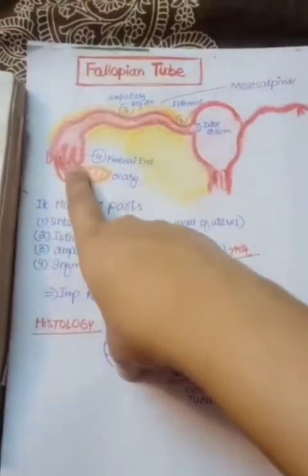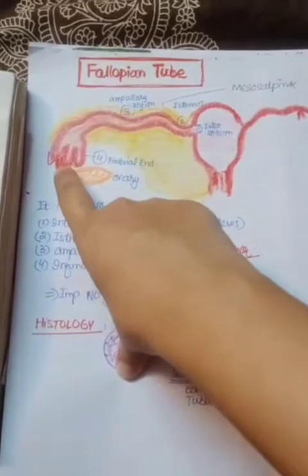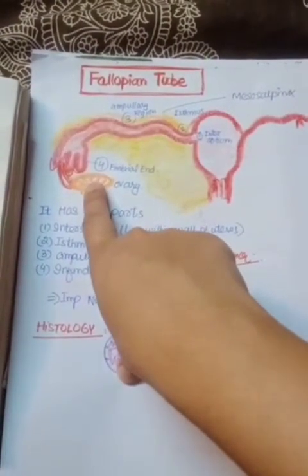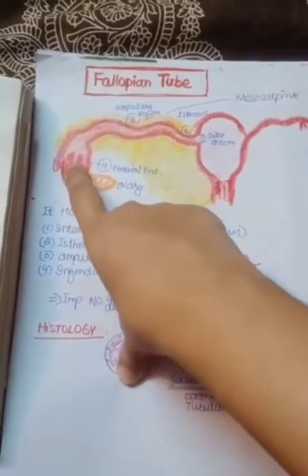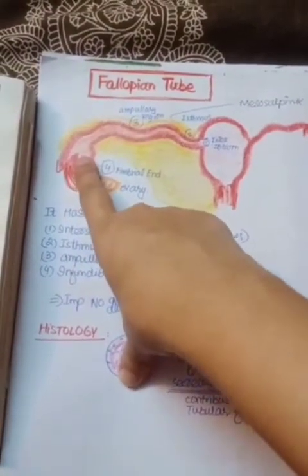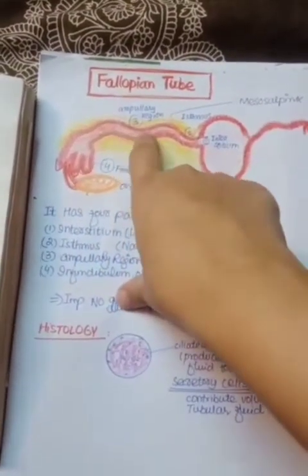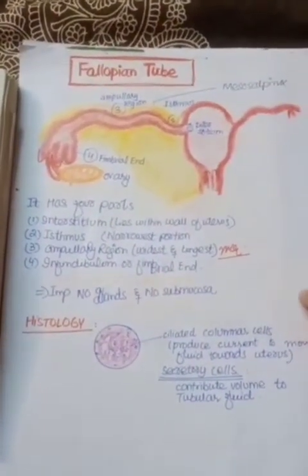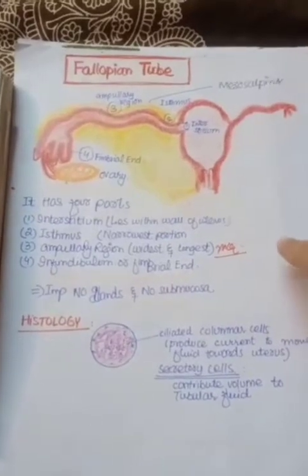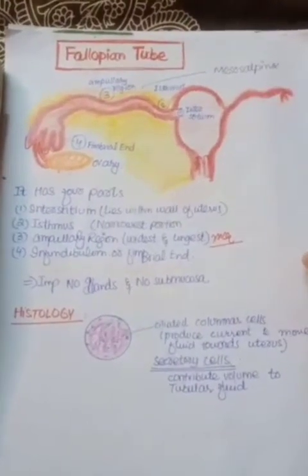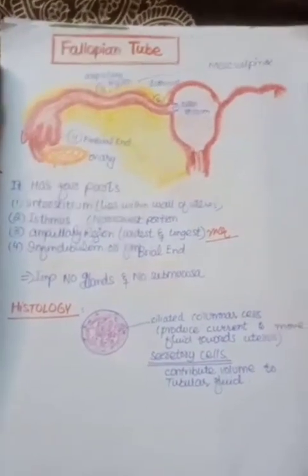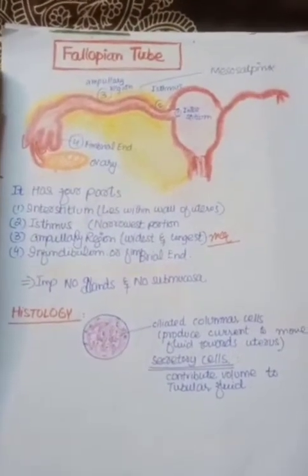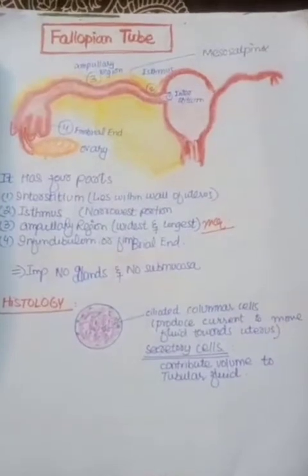The fourth one is the infundibulum. It has finger-like projections, and whenever the ovum is released from the ovary, it is taken up by the fimbrial end, and it goes up into the fallopian tube by the ciliated columnar cells. The function of the cilia in the fallopian tube is that they produce a current to move the fluid towards the uterus.